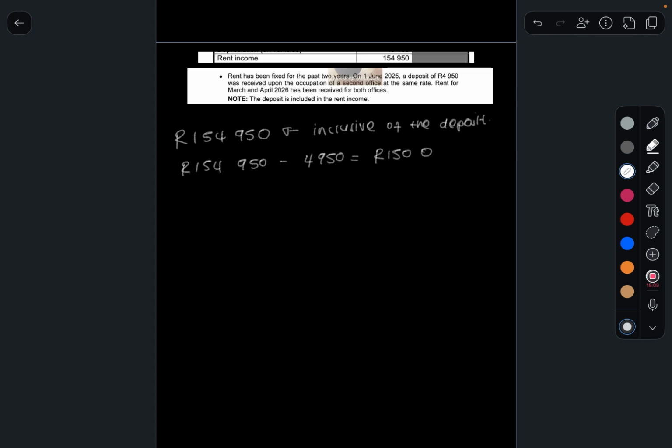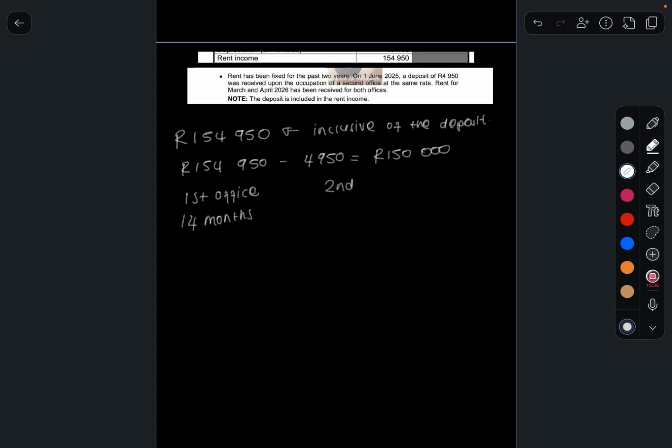Then we get 150,000. Right? Now we have to find out what is this 150,000 consisting of how many months, right? So the first office was obviously rented for 12 months, a full 12 months. However, March and April was included. So this means the first office is 14 months. 14 months was paid.